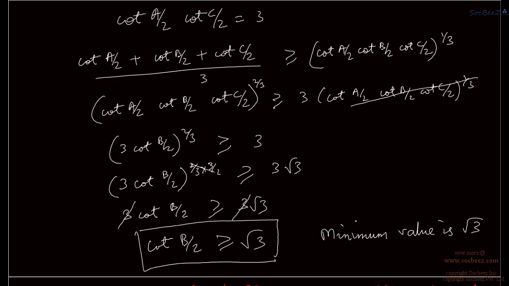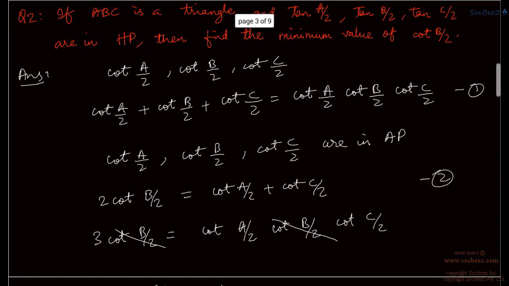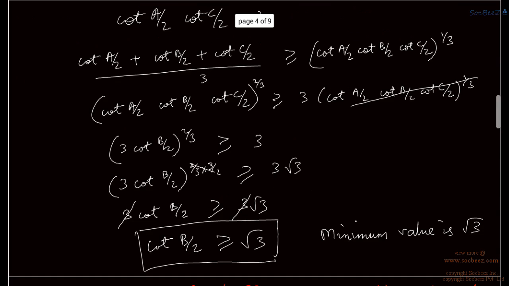And so the key idea here is knowing the relation that cot A/2 plus cot B/2 plus cot C/2 is equal to cot A/2 into cot B/2 into cot C/2. So using this we get that the minimum value is root 3.